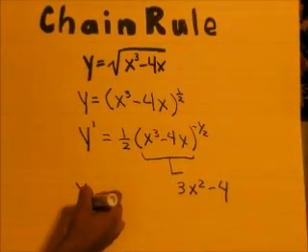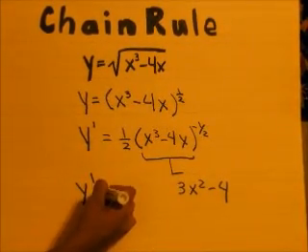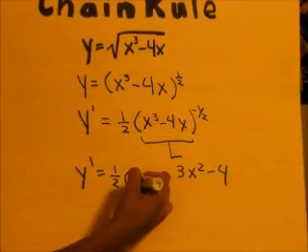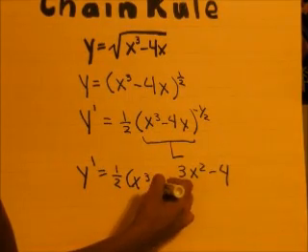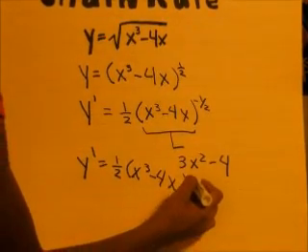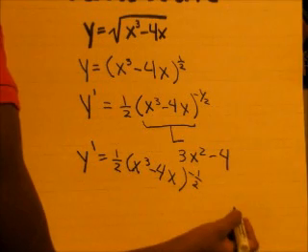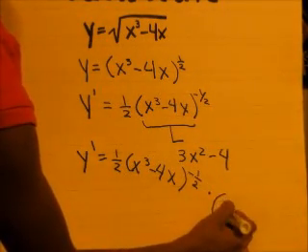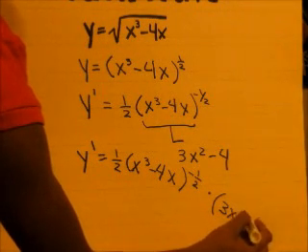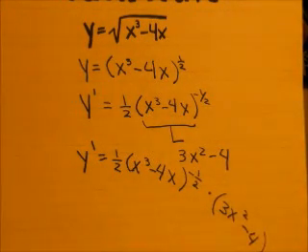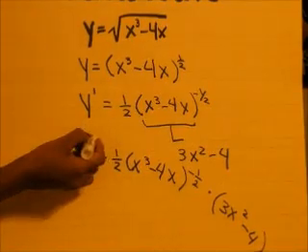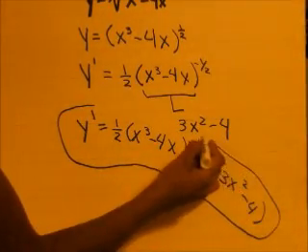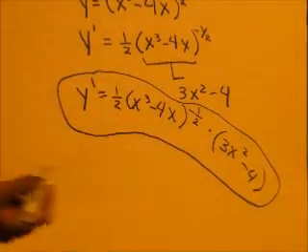So your final derivative is y prime equals 1/2 times the quantity x cubed minus 4x to the negative 1/2, times 3x squared minus 4. And that's your final derivative.